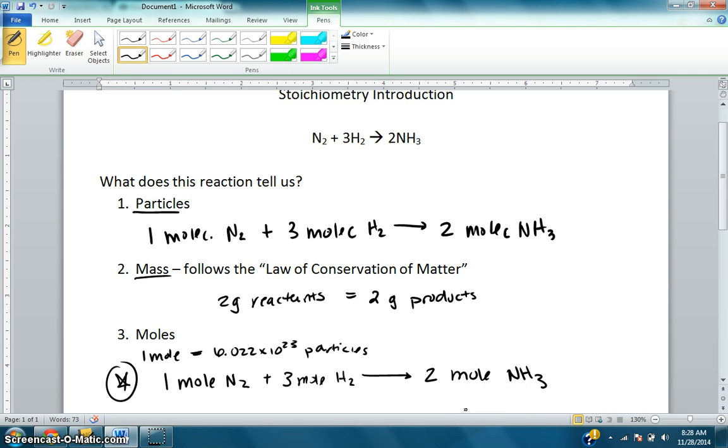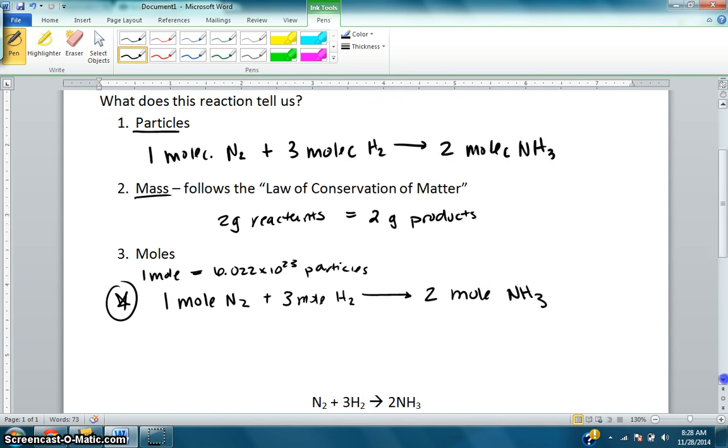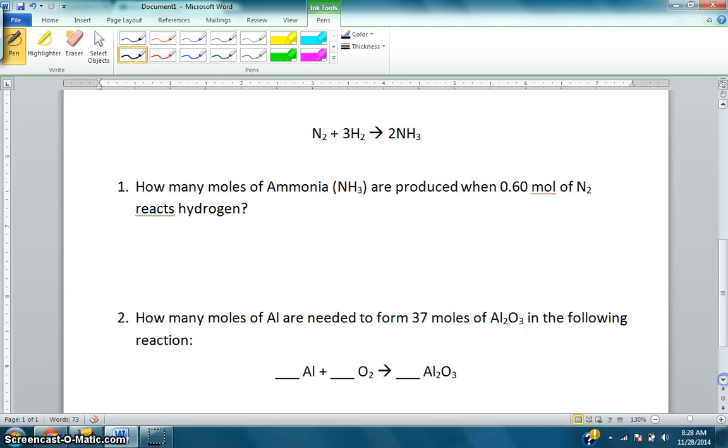Because what that allows us to do is calculate and manipulate how much product we can get from a certain amount of reactants. So for example, if I didn't want to make 2 moles of this, if I wanted to make 4 moles of my ammonia, I know that I need to double how much N2 and H2 I put into that reaction. So we can use our skills of dimensional analysis to go ahead and calculate that way.